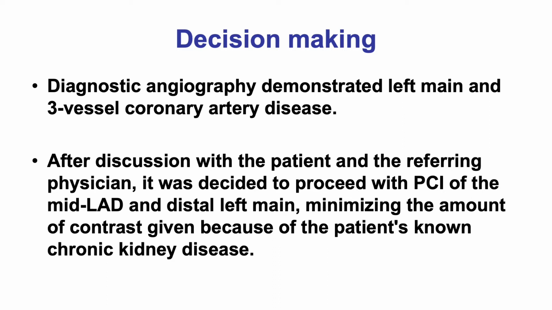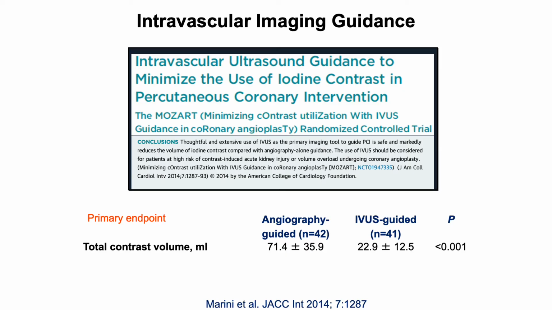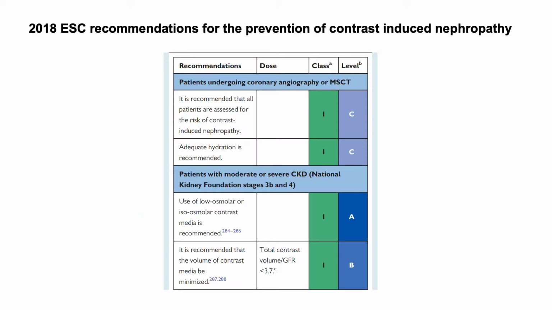So we decided, after discussion with the patient and referring physician, to perform PCI of the mid LAD and distal left main, with a trial to minimize the amount of contrast as much as possible because of the patient's chronic kidney disease. This was actually done before in multiple trials, one of them is the MOZART trial. IVUS-guided PCI reduced the amount of contrast by more than 70%. That's why the ACC recommendation is at least to minimize the use of contrast. This is a class 1 recommendation in moderate or severe CKD patients.